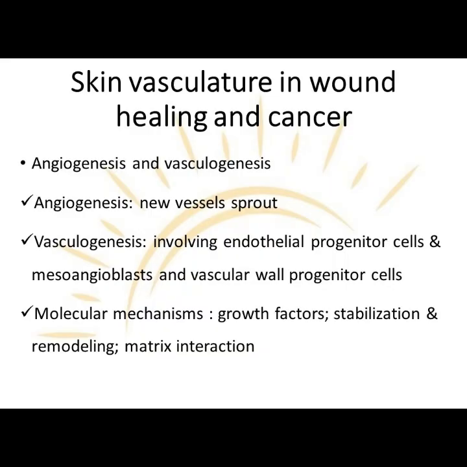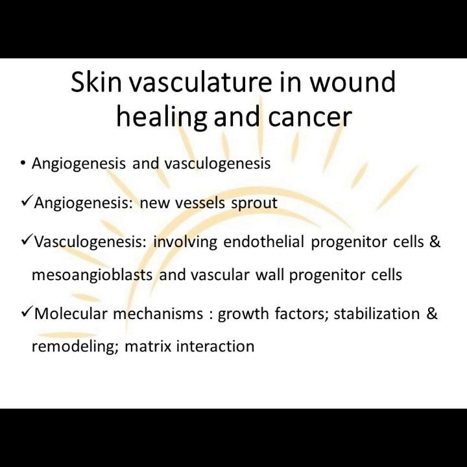Skin vasculature in wound healing and cancer. Angiogenesis and vasculogenesis. Angiogenesis is new vessels sprout from pre-existing vessels. Vasculogenesis is the proposed role of endothelial progenitor cells and mesoangioblasts and resident vascular wall progenitor cells: CD34 plus CD31 minus, SMC progenitors, mesenchymal stromal cells.